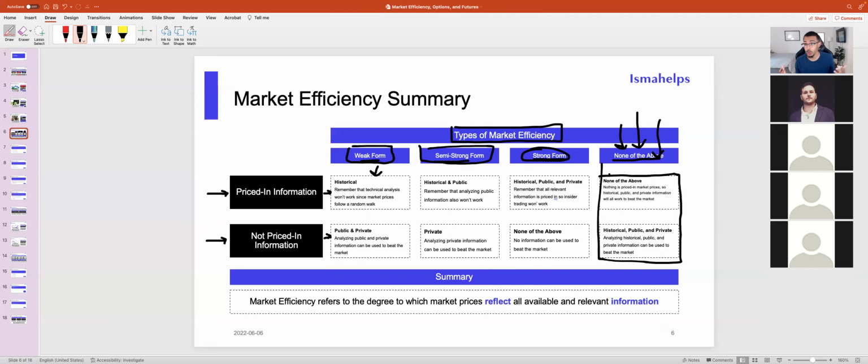So to conclude this whole market efficiency topic, market efficiency, once again, refers to the degree to which market prices are reflecting all available and relevant information.